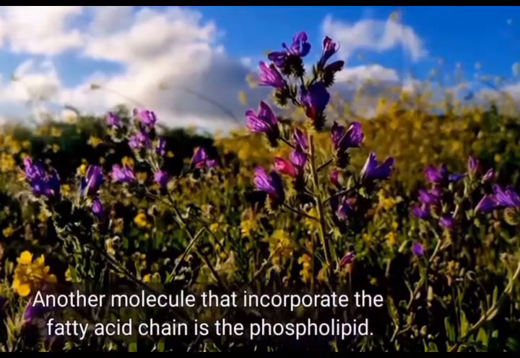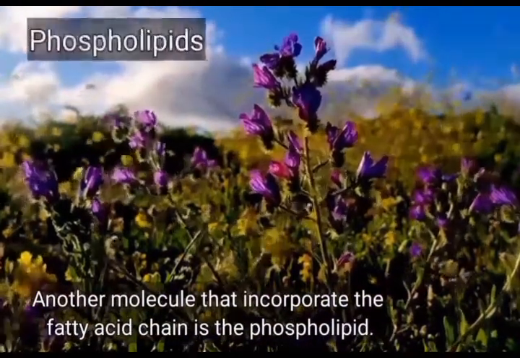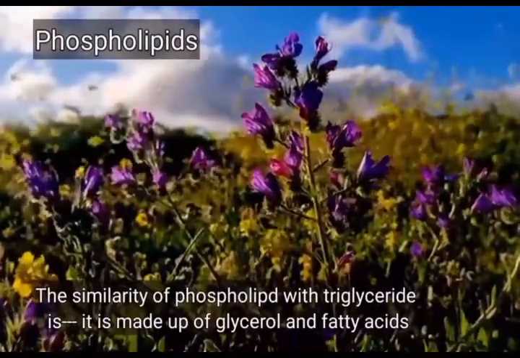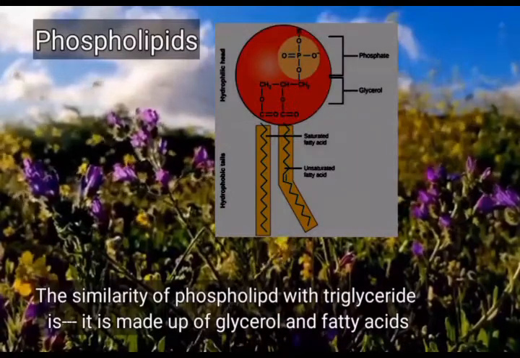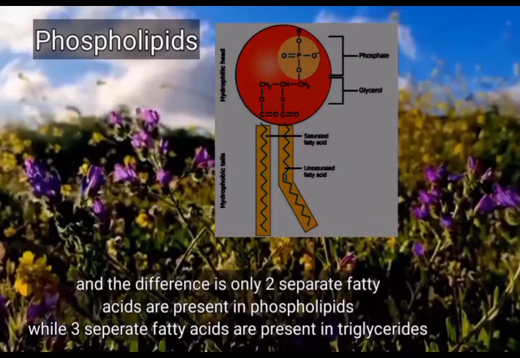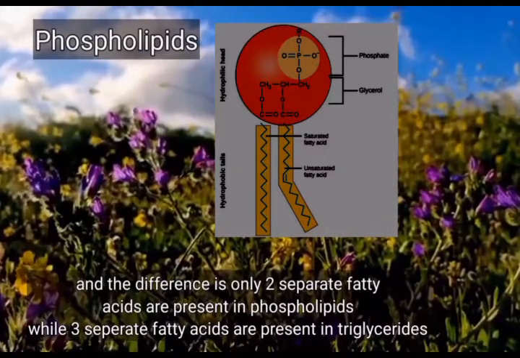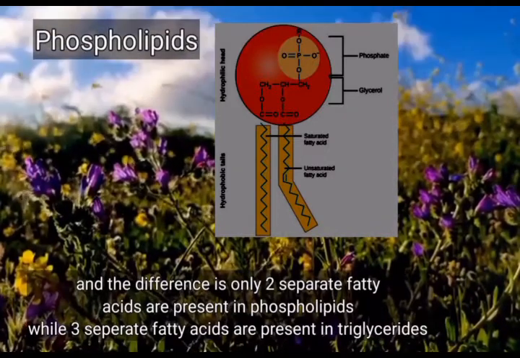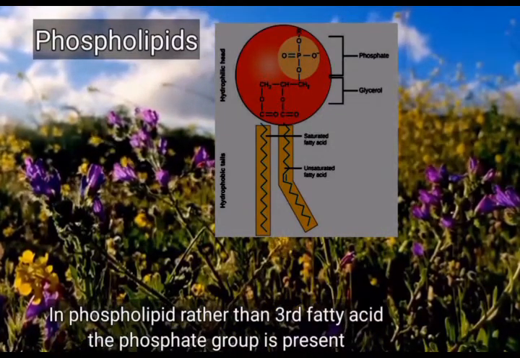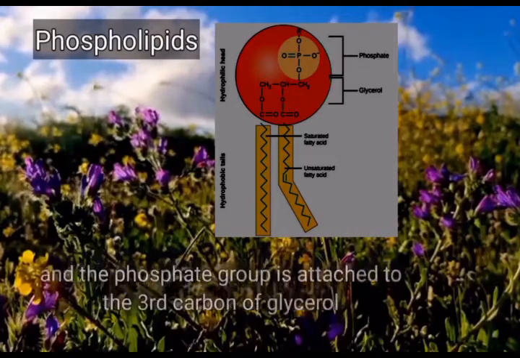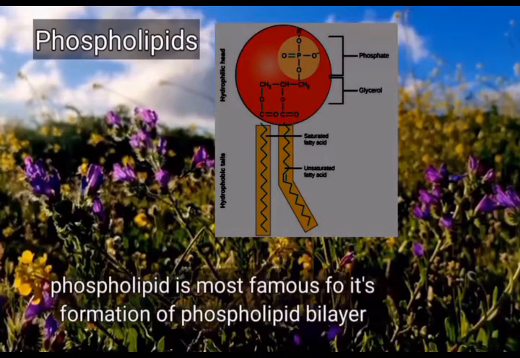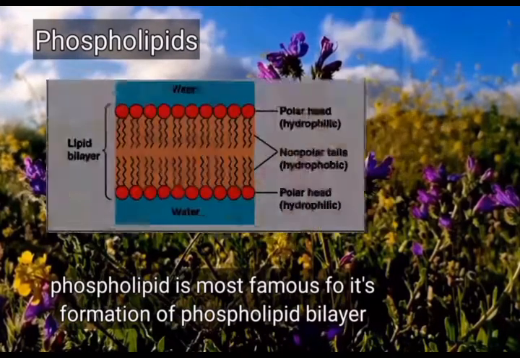Another molecule that incorporates the fatty acid chain is the phospholipid. The similarity of phospholipid with glyceride is it is made up of glycerol and fatty acid, and the difference is only 2 separate fatty acids are present in phospholipids, while 3 separate fatty acids are present in glycerides. In phospholipid, rather than a third fatty acid, a phosphate group is present, and the phosphate group is attached to the third carbon of glycerol. And the phospholipid is most famous for its formation of the phospholipid bilayer.